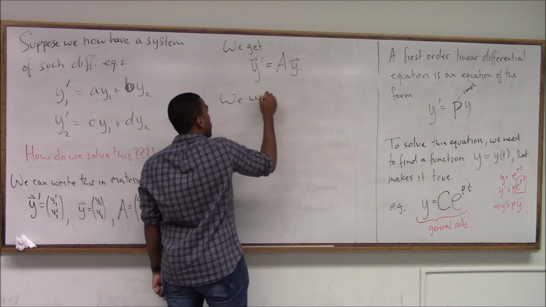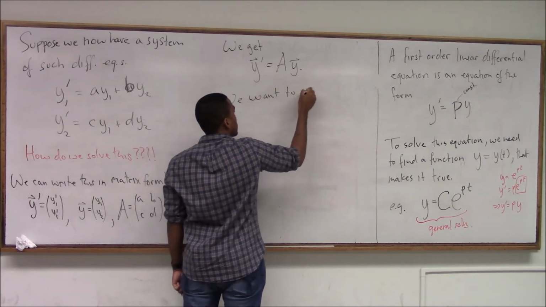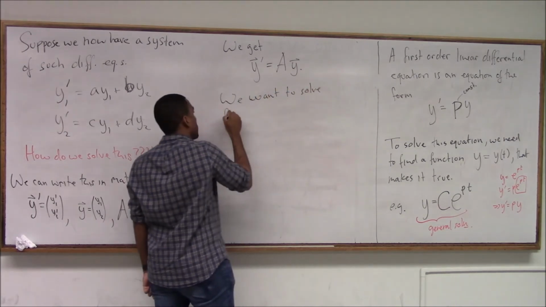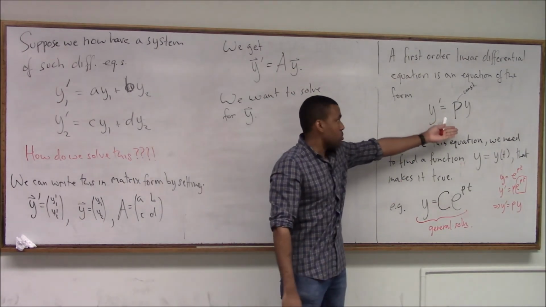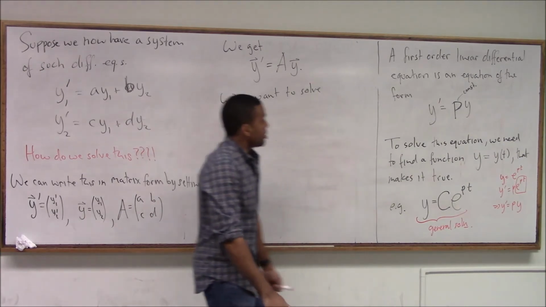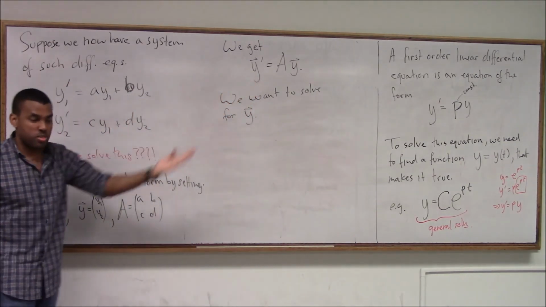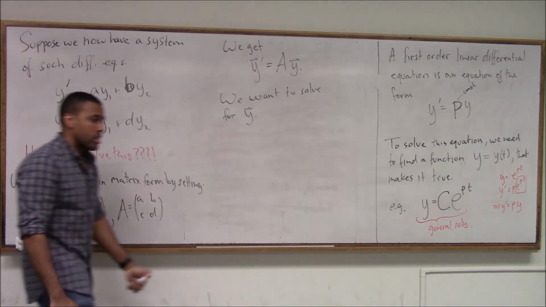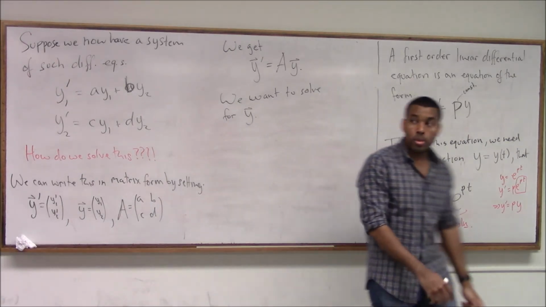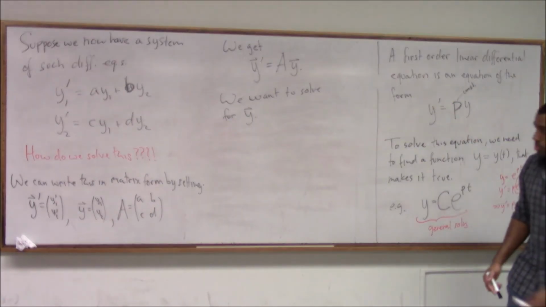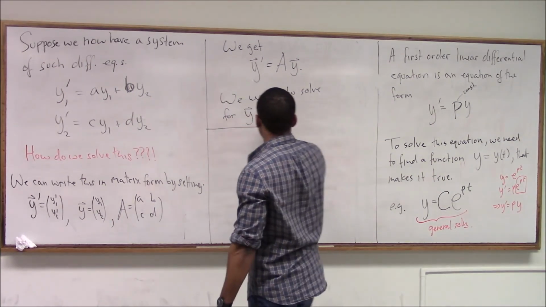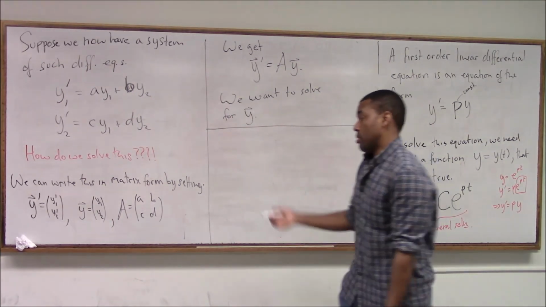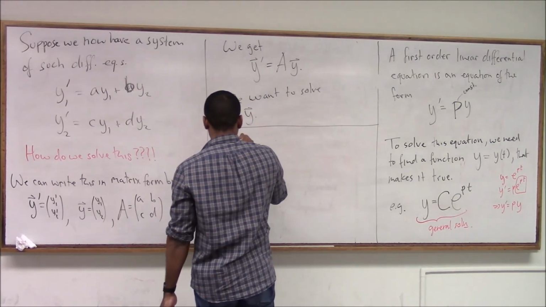We want to solve for Y. Similar to what we had before, we want to solve for Y. But here it's more general. They're vectorized, and we have a 2x2 system. Okay? I'm just going to tell you the solution. Here's the solution.